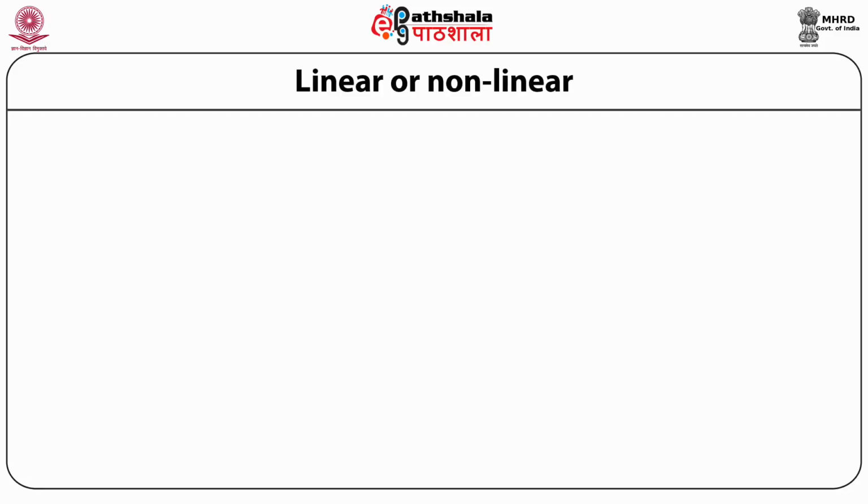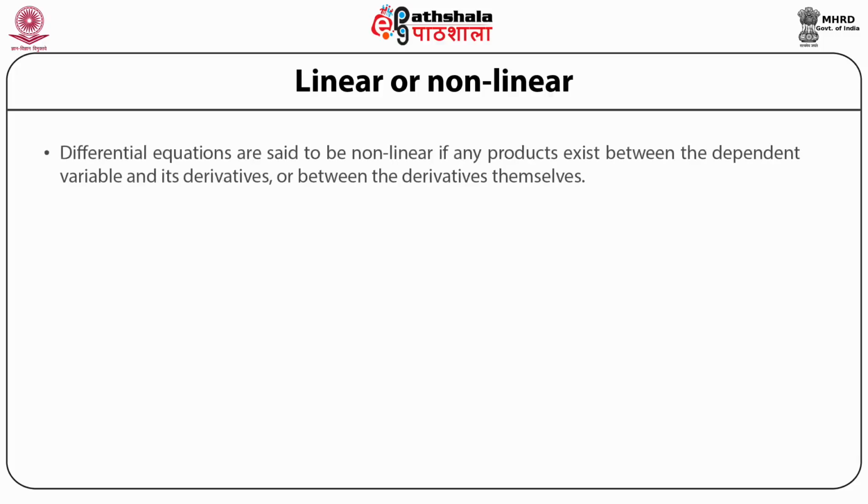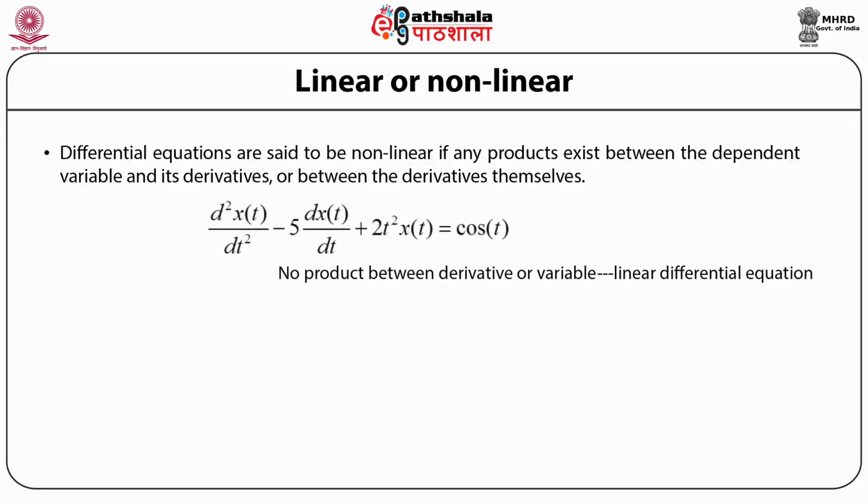Next thing we want to understand is whether it's a linear or a non-linear differential equation. Differential equations are said to be non-linear if any products exist between the dependent variable and its derivatives or between the derivatives themselves. Let us see the first example. You have different terms, d squared x by dt squared, then the second term is dx by dt, but it is not having a square. That means the degree is not there. The degree is nearly 1 and the order is 2, right? So this is a linear differential equation.